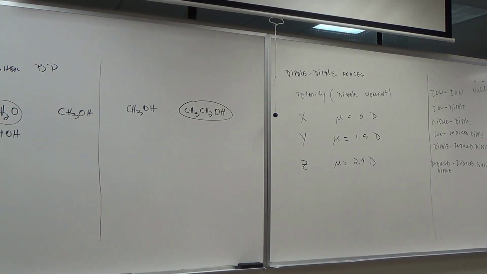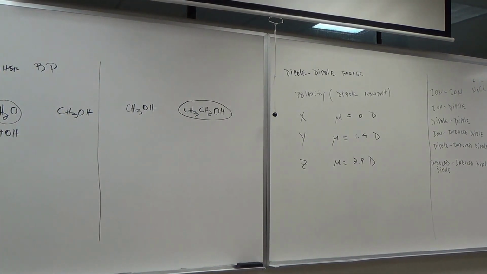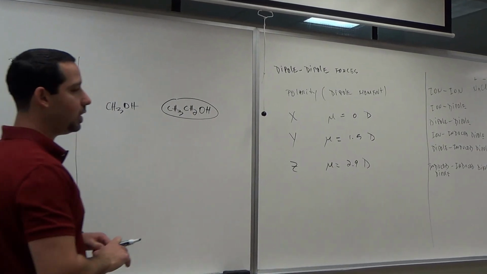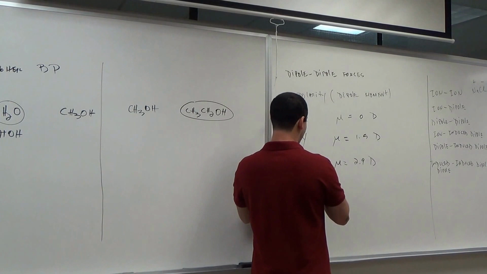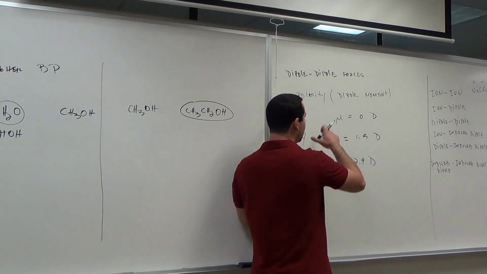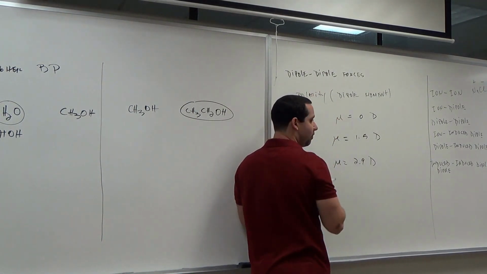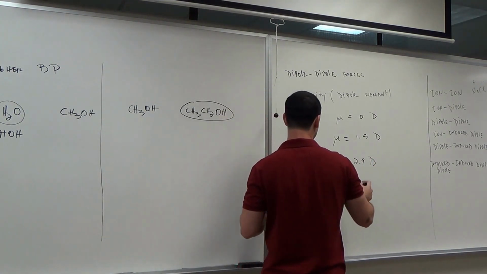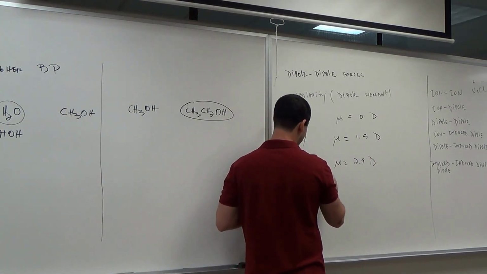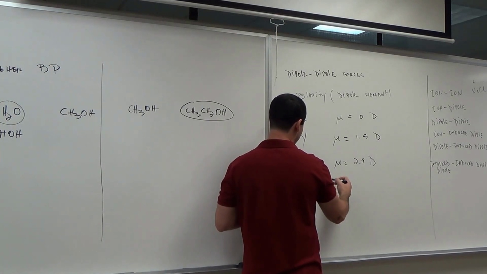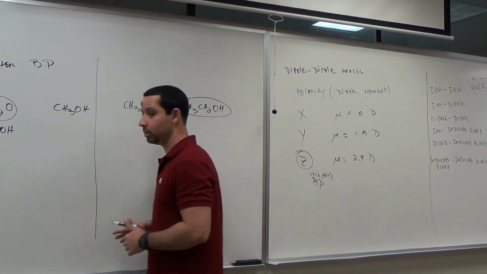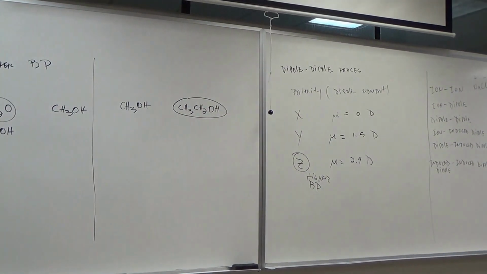According to the dipole moment, which molecule is the more polar molecule? Z is the more polar molecule, and Z will feel the strongest dipole forces. Because it feels the stronger dipole forces, Z will have the higher boiling point, from these three. It will have the higher boiling point.